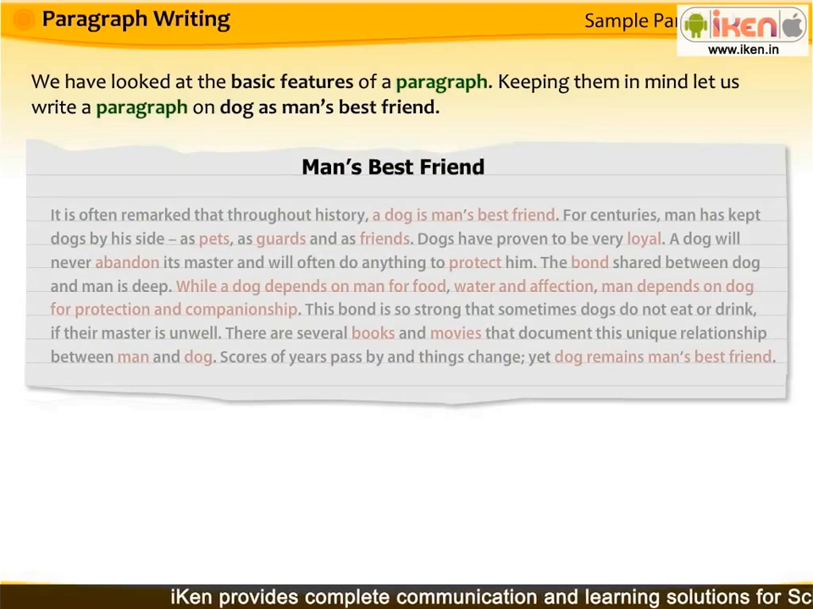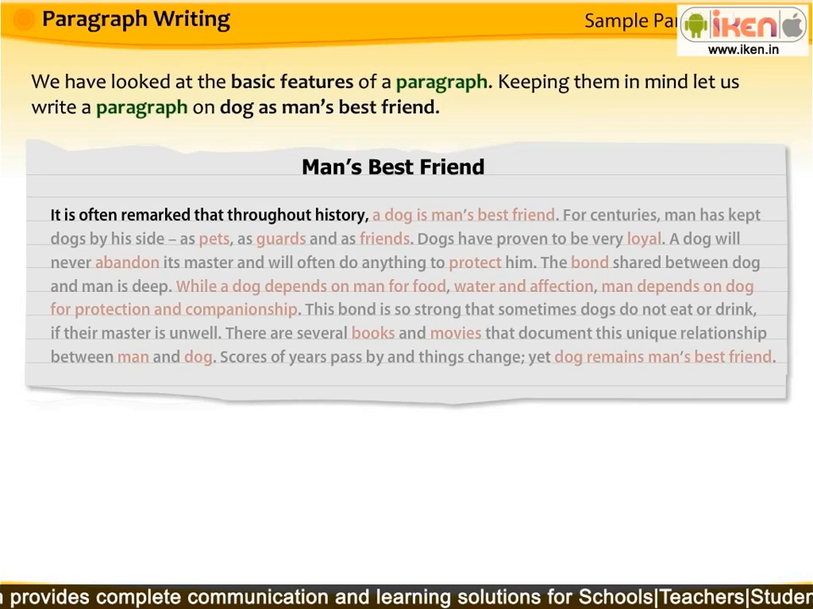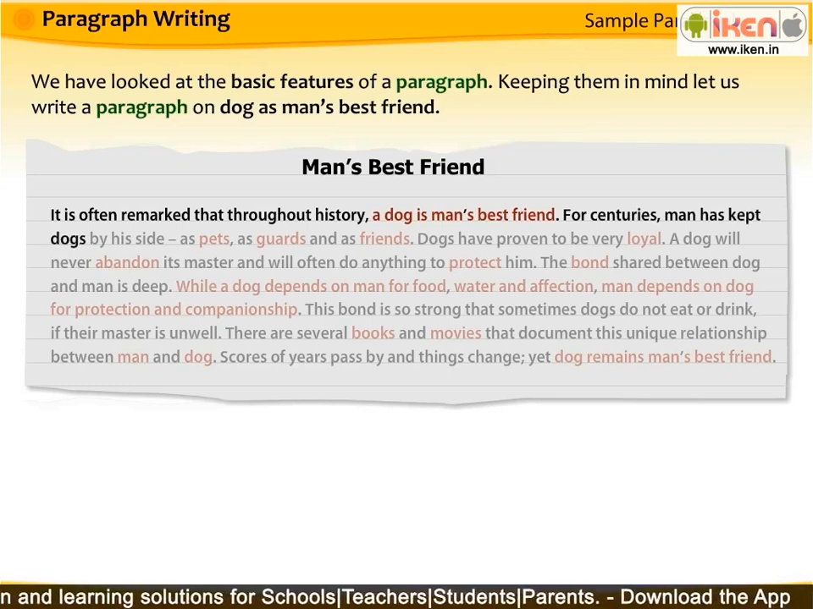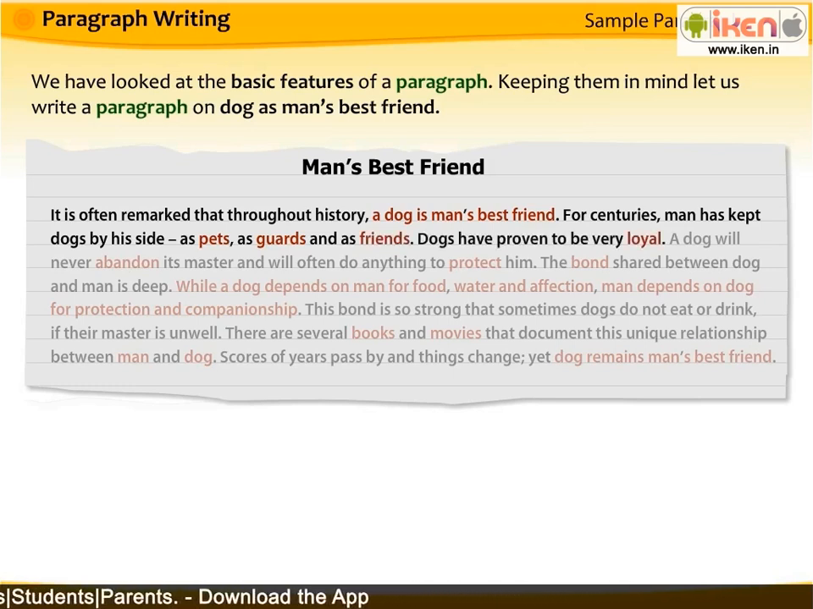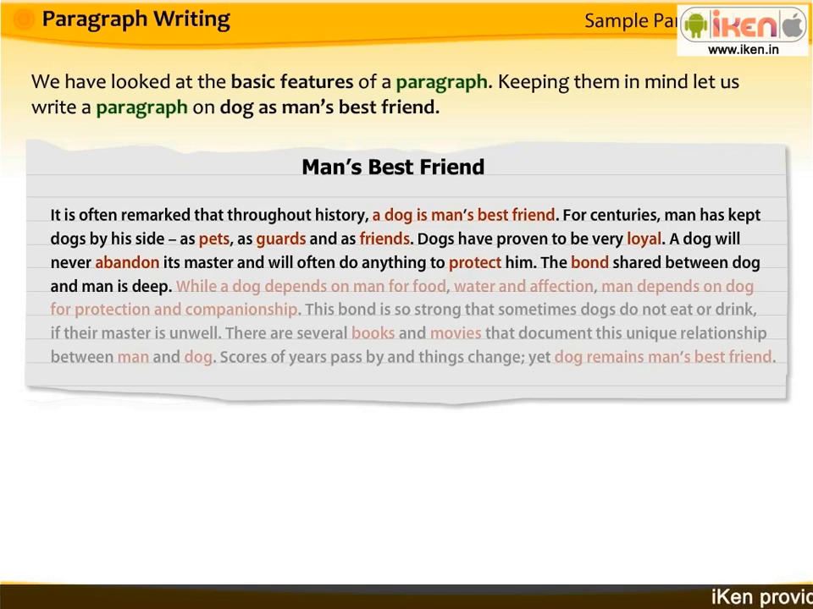Man's best friend. It is often remarked that throughout history, a dog is man's best friend. For centuries, man has kept dogs by his side as pets, as guards, and as friends. Dogs have proven to be very loyal. A dog will never abandon its master and will often do anything to protect him. The bond shared between dog and man is deep.